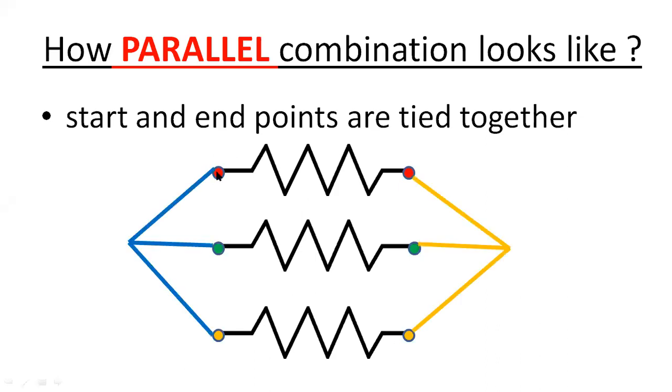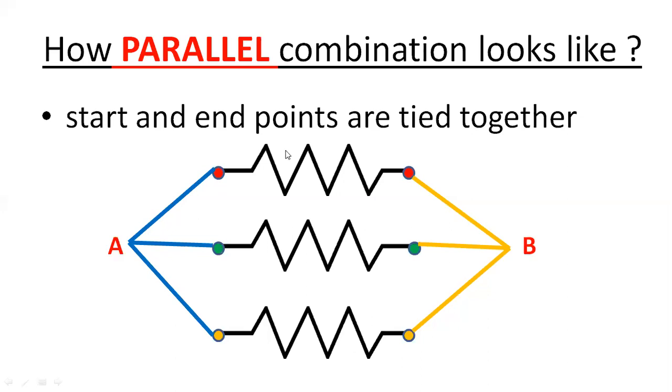So if I combine all the starting points to a single one and the ending points to a single one, then it is called a parallel combination. So what I've done is I have connected all the starting points to which point? Point A, and I have connected end points to point B. This is called a parallel combination.